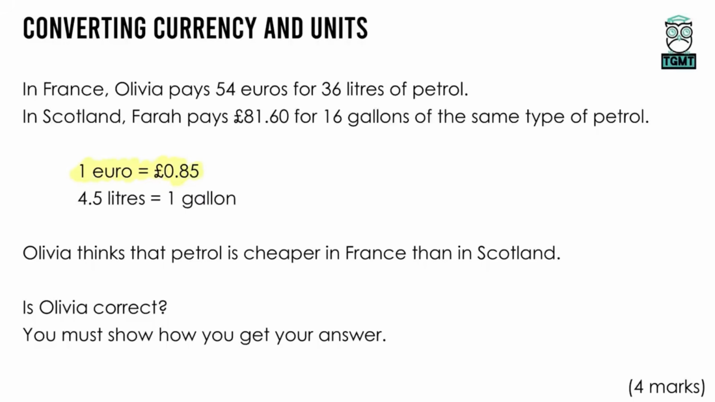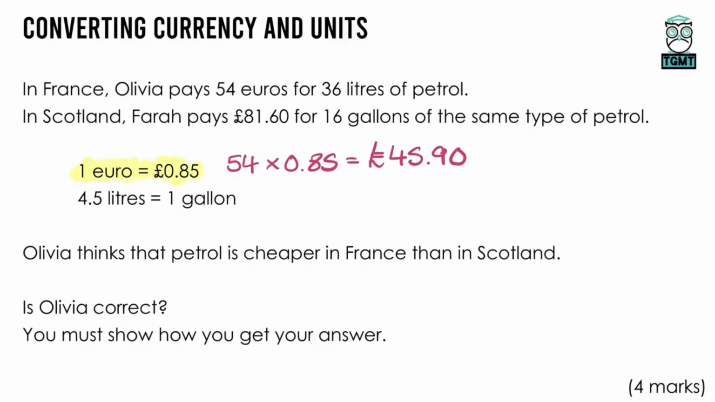But having an awareness that the number has to be smaller means that at least if we do the incorrect one, then we're going to know about it. So the correct method here is to do 54 multiplied by 0.85. That gives us that smaller number, which we'll see now. And we get £45.90. So that is the cost of the 36 litres.